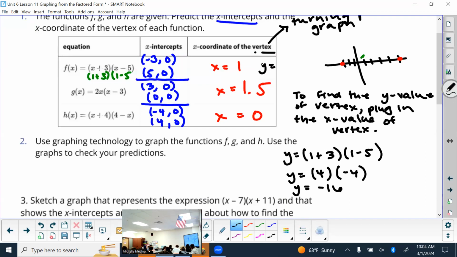-16. So I know it only asks about the x value, but you need to be able to, from the vertex, give me the equation. So that's how you find the vertex from factor form.